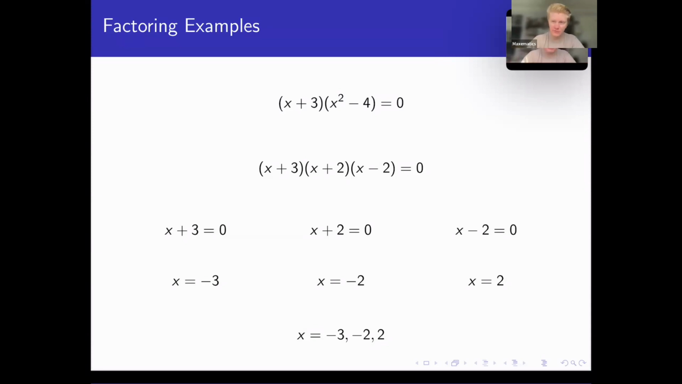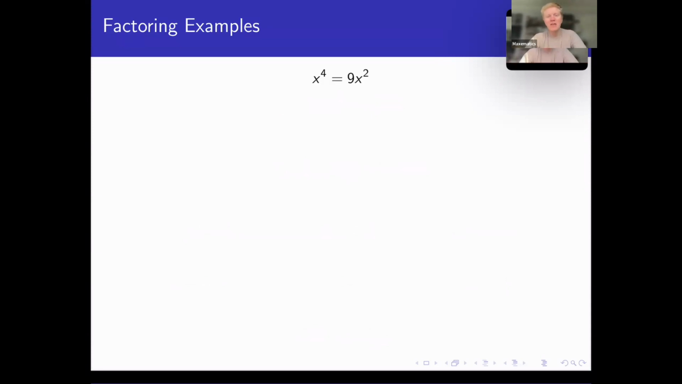So factoring, just factor the thing, right? So x to the 4th equals 9x squared. Same thing. Let's get everything to one side. So let's subtract 9x squared on both sides. All right, well, these two things have x squared in common. So let's factor out x squared.